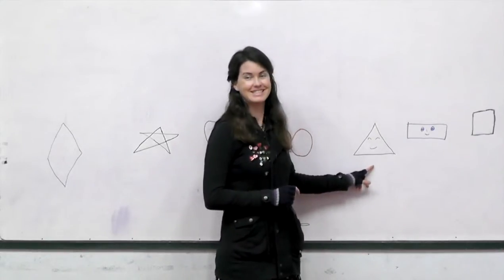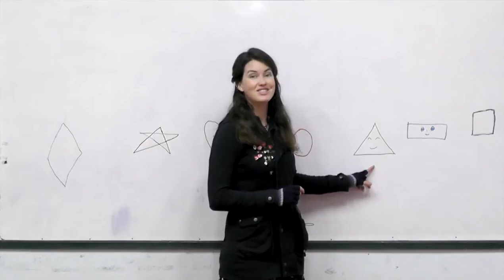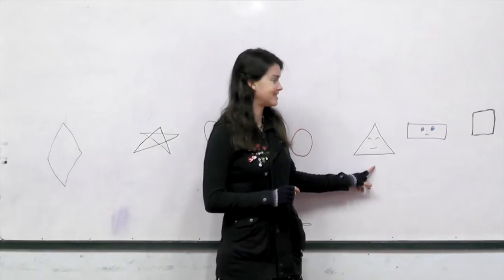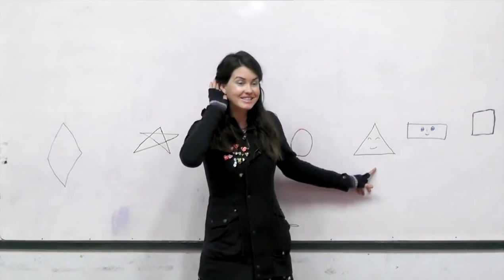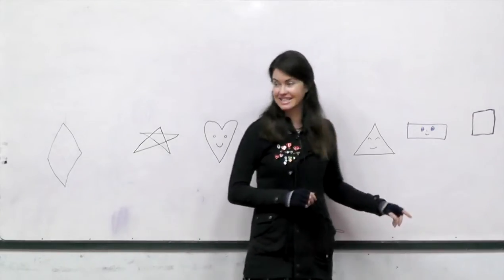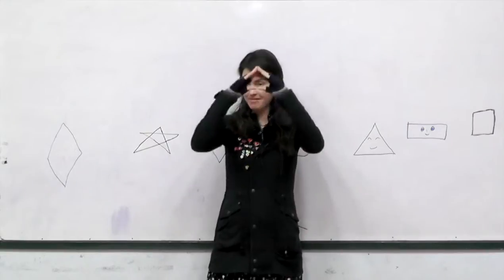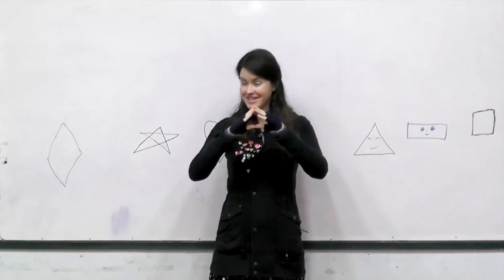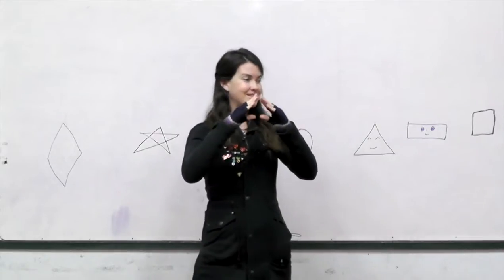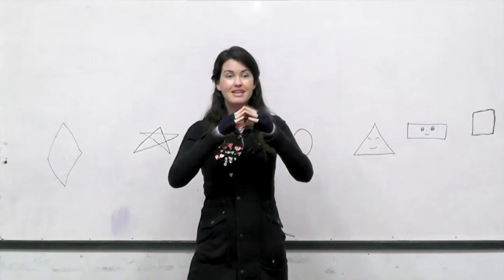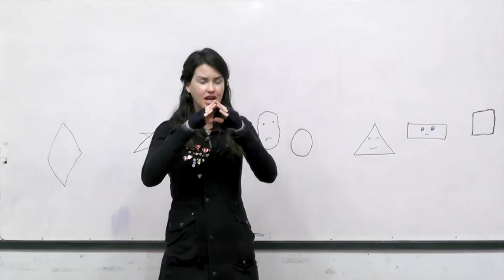What's this guy? Triangle. Good. Yeah, like on the top of our home. It's like the roof. Yeah, good, buddy. Like our little houses. The triangle on top is the roof, and it makes a nice little triangle.